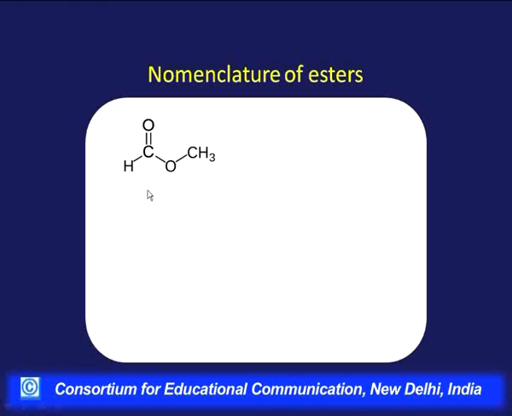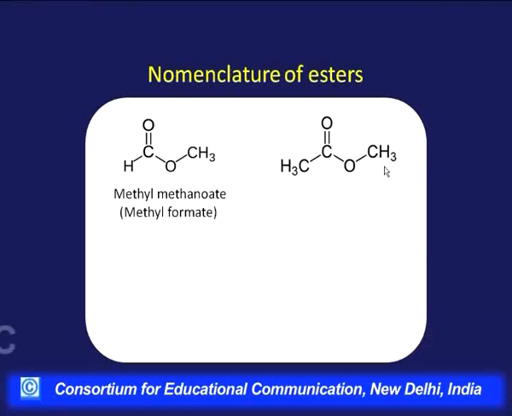So, it becomes methyl methanoate, and in the common system we will call it methyl formate because the common name is formic acid. So, the IUPAC name is methyl methanoate and the common name is methyl formate. This is again an ester between methanol and a 2 carbon acid, that is ethanoic acid or acetic acid. So, the IUPAC name for this will be methyl ethanoate and the common name would be methyl acetate.